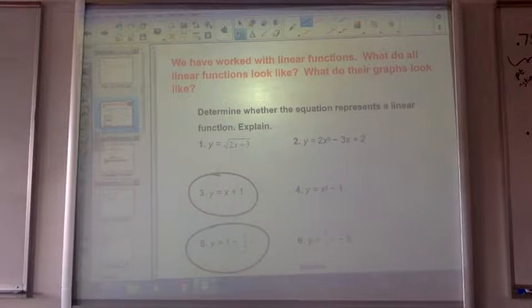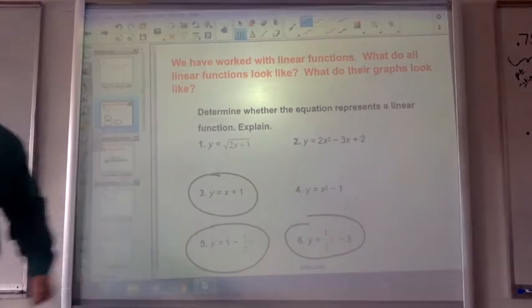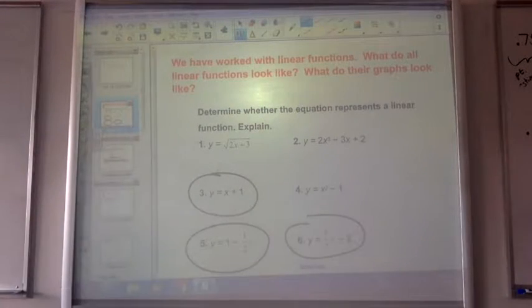It has a slope of negative half. I also feel comfortable that this is a linear function because that crosses the y-axis at (0, negative 3), and it has a slope of 1 over 2. But the other three, problem number 1, problem number 2, and problem number 4, are not linear functions.